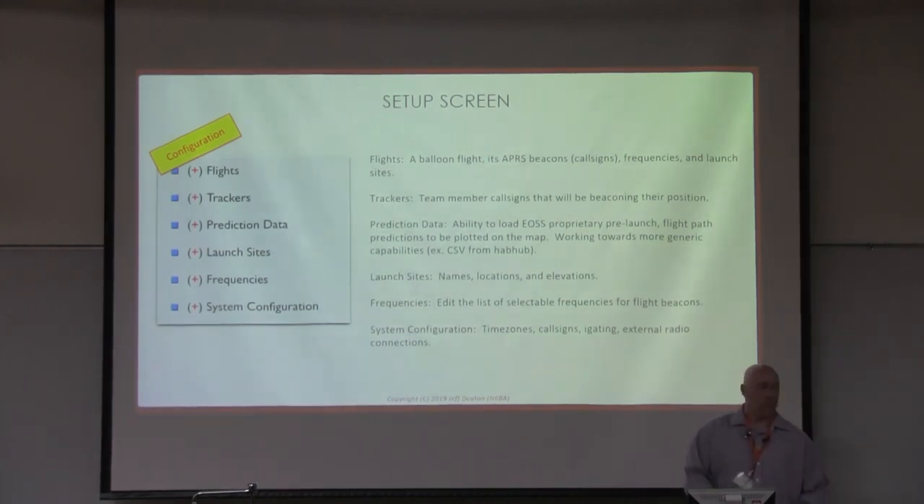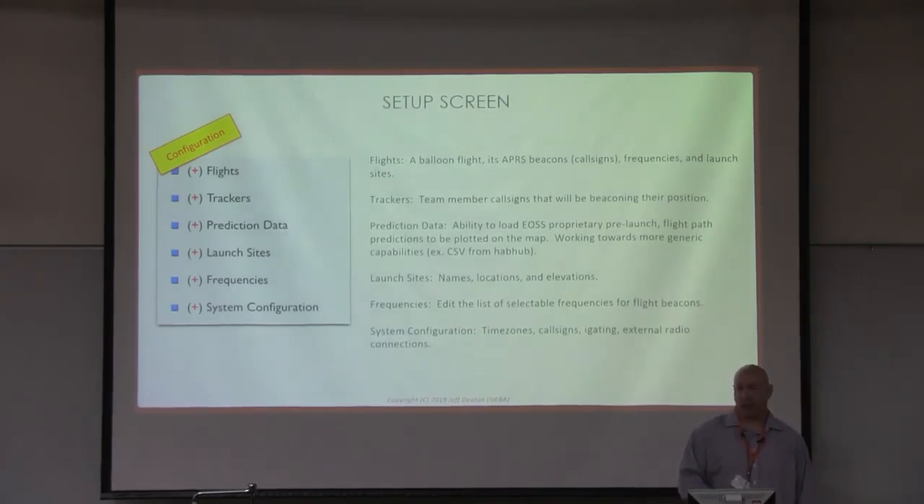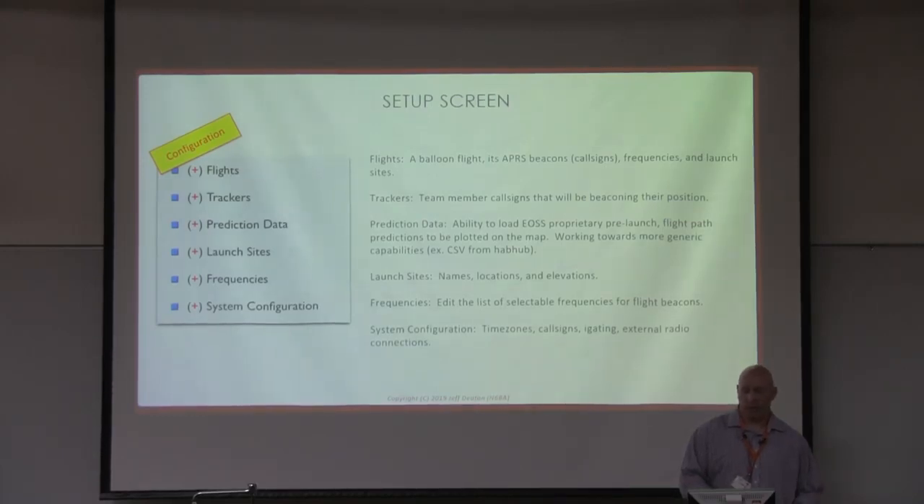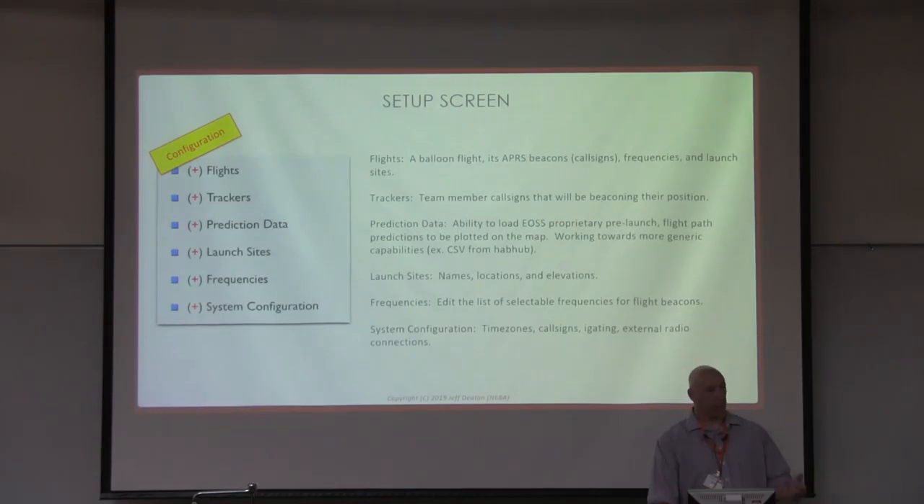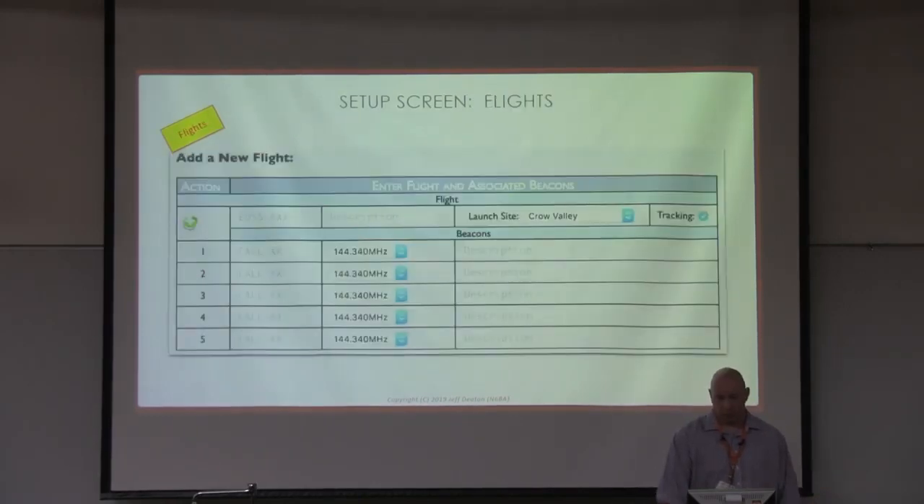There's prediction data. Now we have the luxury, we have Randy that does our own pre-flight predictions from a weather perspective, but we're looking towards trying to make it much more generic, so we have CSV data that can be ingested, so on and so forth. There's launch sites, like Pella being one of them. You can put in your lat long and elevation. And of course, there's a list of frequencies and system configuration.